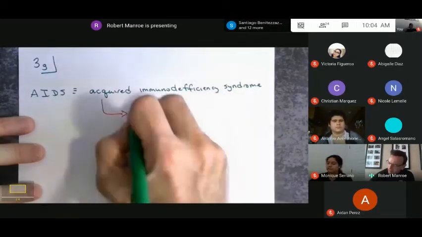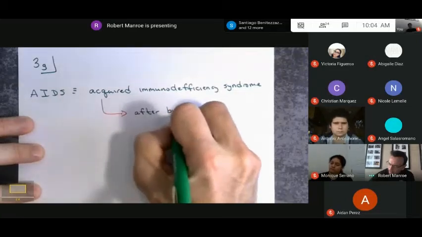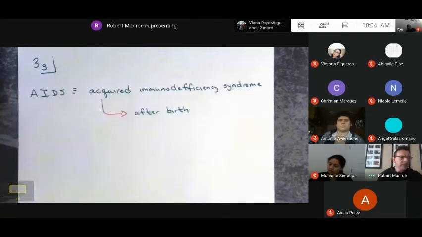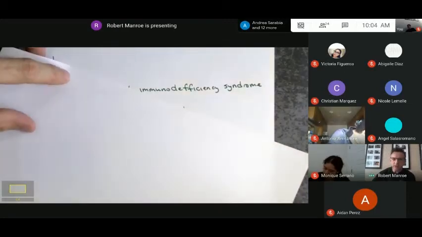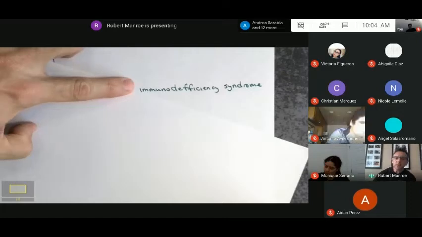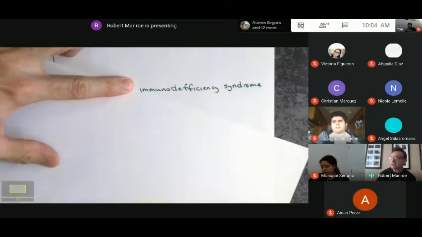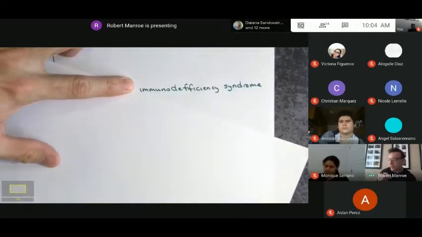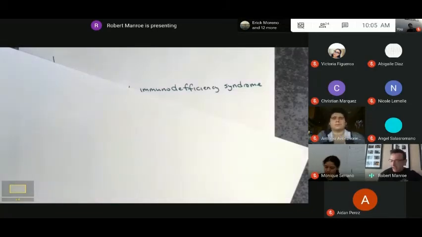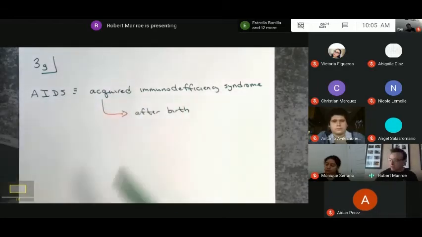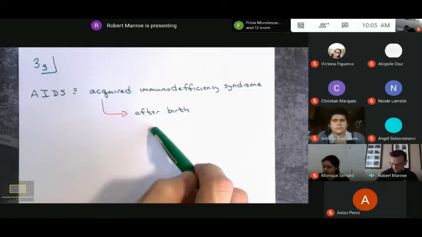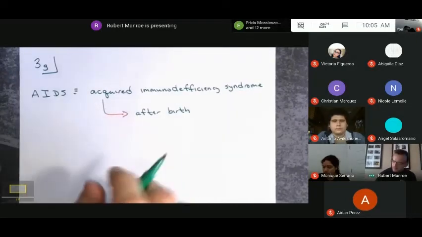Because that means that your immunodeficiency happened after birth, okay? So there are individuals that are born with an immune system that doesn't work, and since their immune system doesn't work, they are born with what's called IDS. IDS is a genetic disorder where their immune system doesn't work, and that is a genetic DNA-based issue. Whereas this is acquired immunodeficiency, and that means that your immune system has broken down after birth, okay?